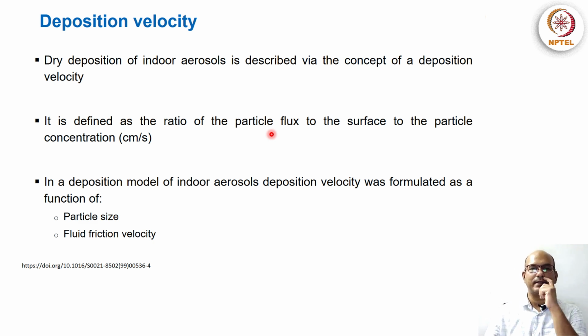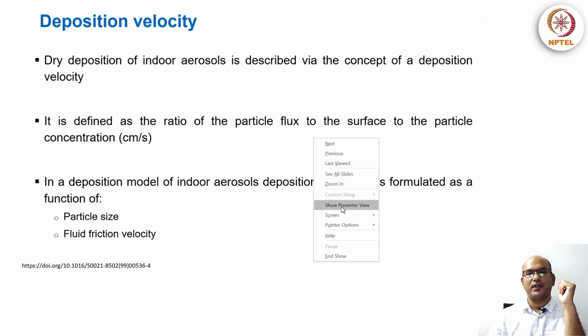This ratio will basically lead us to the deposition velocity. So we will have number per meter square per second, and particle concentration will be divided by number per meter cube. So we will have meter per second, or in this case if we are looking at number or mass per centimeter square per second divided by the concentration, number or mass divided by centimeter cube, we will have a centimeter per second velocity.